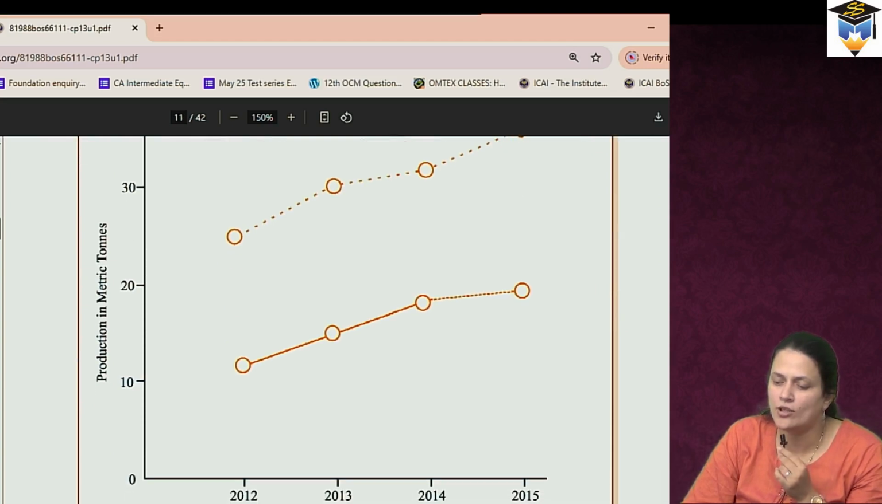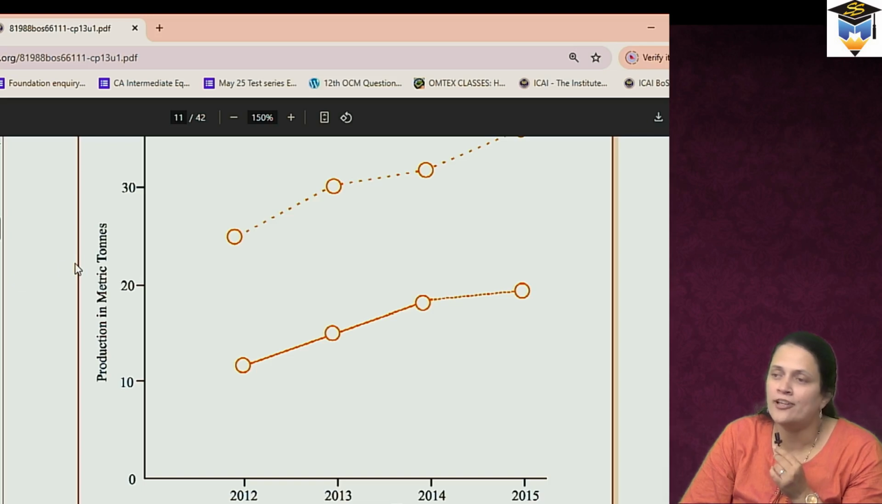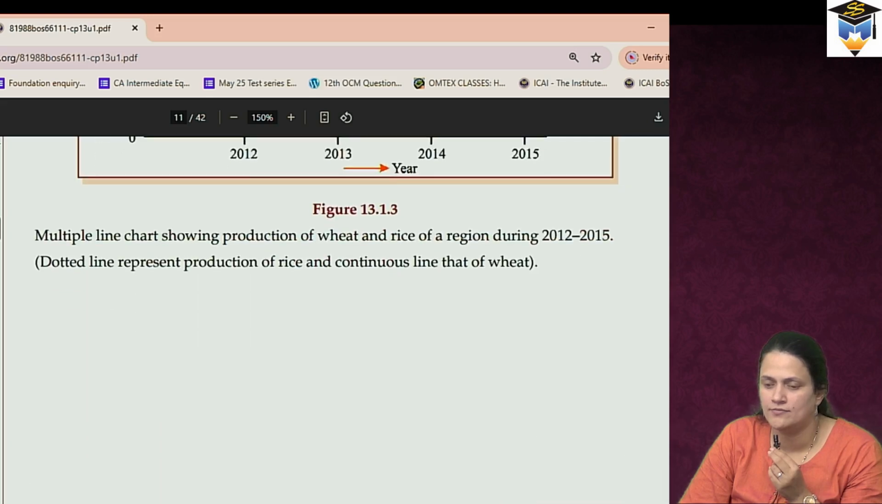Now here you can see on the x-axis again time period is given. On the y-axis production in metric tons is given. So which type of diagram is this? Line chart. There are multiple lines, so it's a multiple line chart.